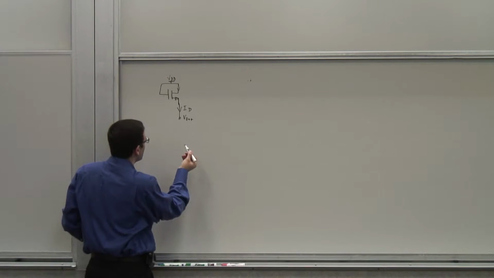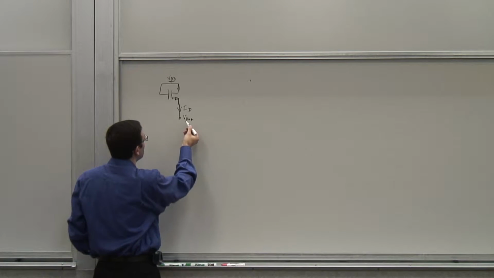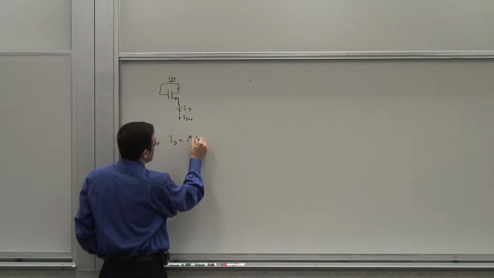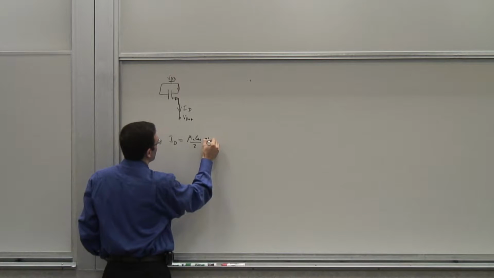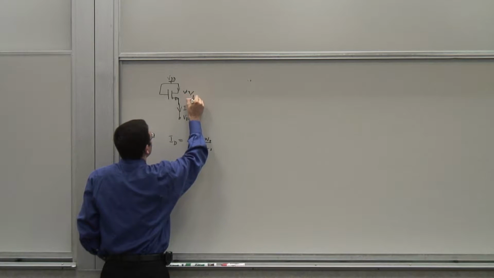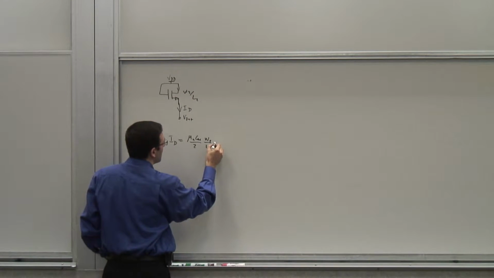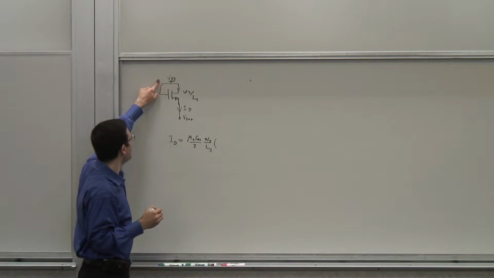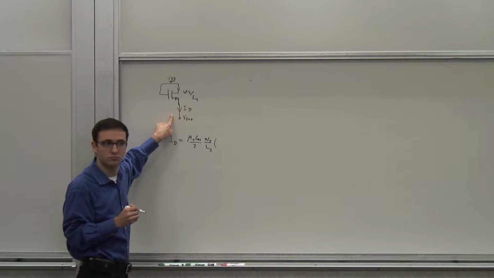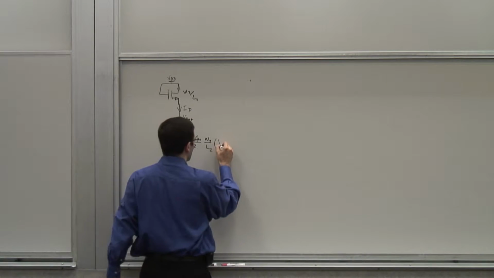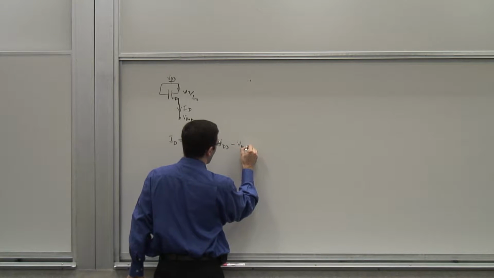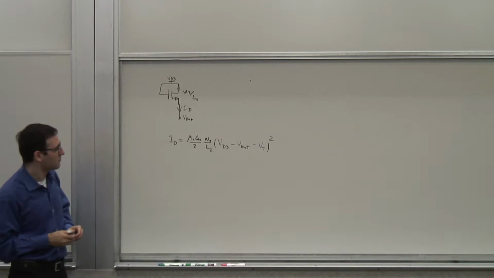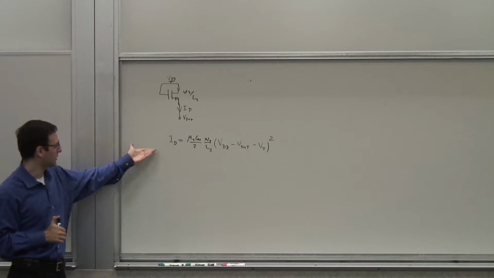So what is the relationship? If it's in pinch off, then I know the relationship between V out and ID, right? Because I know ID is mu Cox over 2, W over L, so let's call this W2 over L2, times VGS minus VT squared. But what is the VGS of this transistor? It's VDD minus V out, right? This voltage minus that voltage. So it's VDD minus V out minus VT, all squared. So that's my ID. That's the relationship between V out and ID.